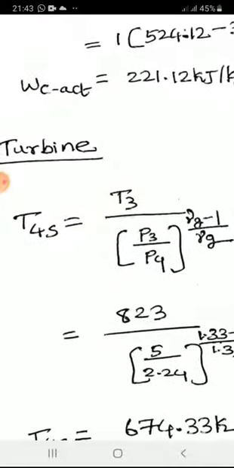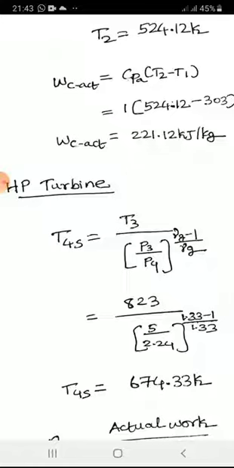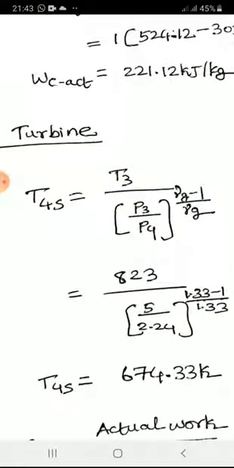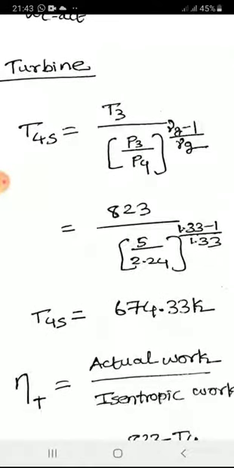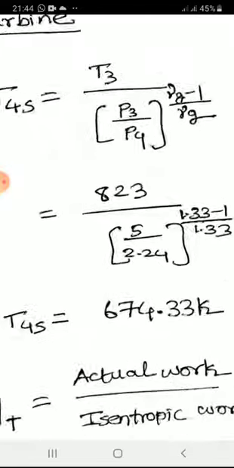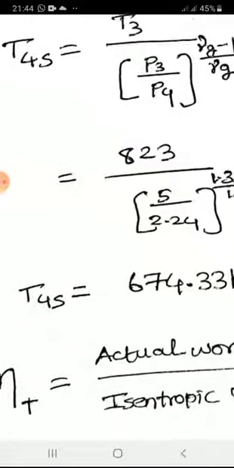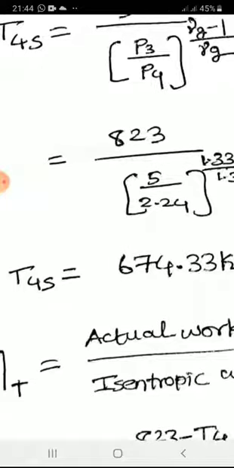In the high pressure turbine, expansion takes place from pressure 3 to pressure 4. Therefore, T4 is equal to T3 times P3 by P4 whole power gamma minus 1 by gamma. So P3 is 5 and P4 is 2.24, the intermediate pressure, and we are using gamma because in the turbine the fluid is combusted gases, so we have to use the Cp and gamma values of combusted gases, right? So T4s, the isentropic temperature, is coming as 674.33 Kelvin.